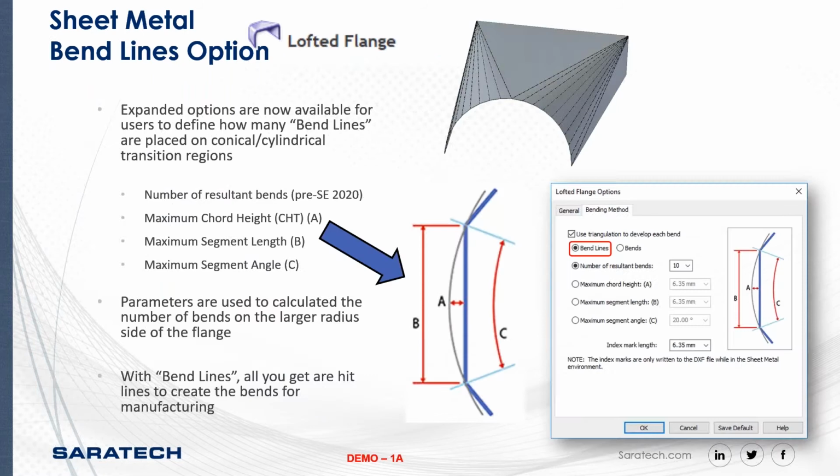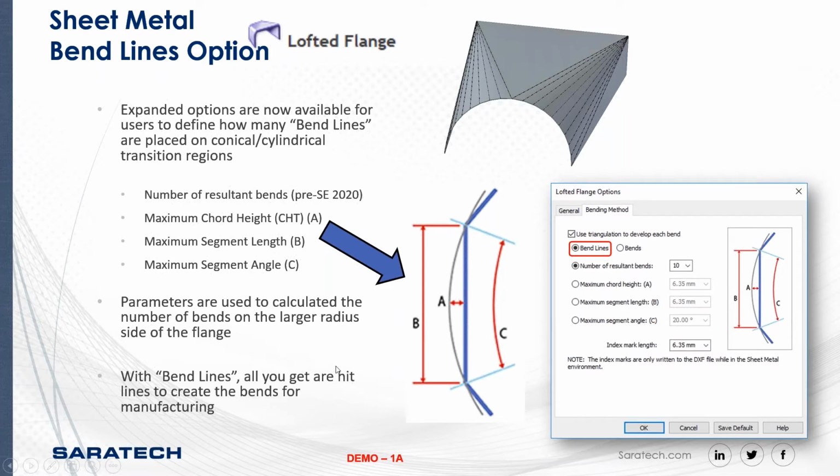Some of our bend line options. The expandable options are now available for users to define how many bend lines are placed on a conical or cylindrical transition region. You can see here in our window that we've got the bend line selected. The number of resultant bends is 10.